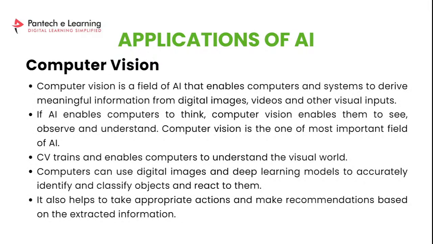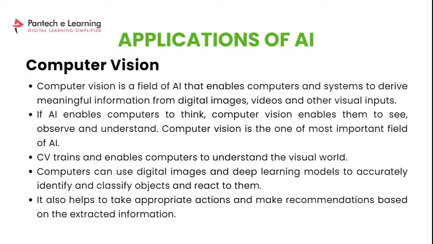So listen carefully. Computer vision. Computer vision is a field of AI that enables computers and systems to derive meaningful information from digital images, videos, or other visual input. If AI enables computers to think, computer vision enables them to see, to observe and understand. Computer vision is one of the most important fields of AI. CV trains and enables computers to understand the visual world.